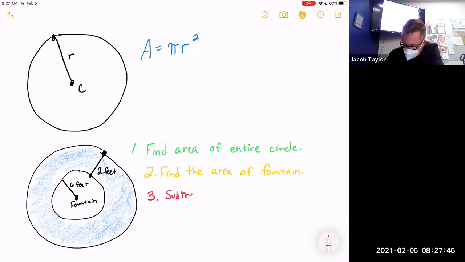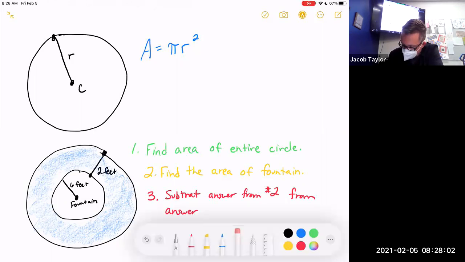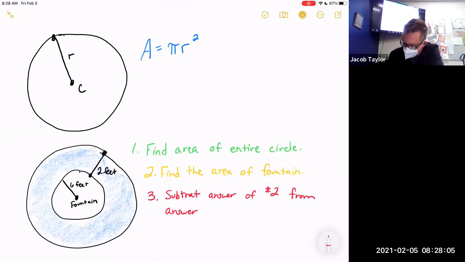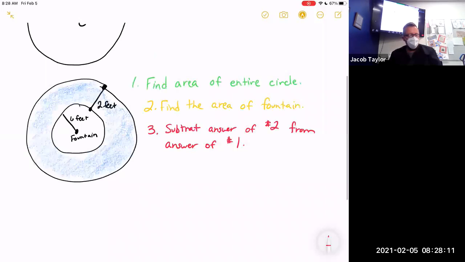So subtract the answer from step 2 from the answer of step 1. Good. We will do it piecemeal, which is your second word for the day. SAT word, piecemeal. A little bit at a time, piece by piece, piecemeal.